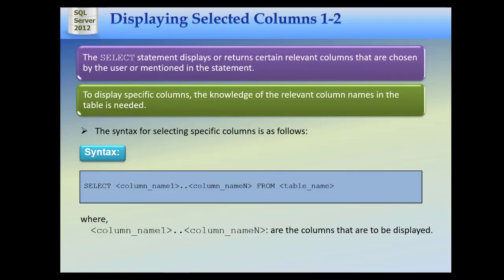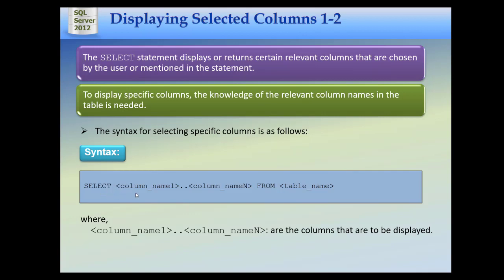Now, here we're going to learn how to display data from columns that you select. You don't want to display all the columns now. You want to select a few of them. The select statement returns certain relevant columns that are chosen by the user or mentioned in the statement. To display specific columns, knowledge of the relevant column names in the table is needed, and the syntax for selecting specific columns is given below.